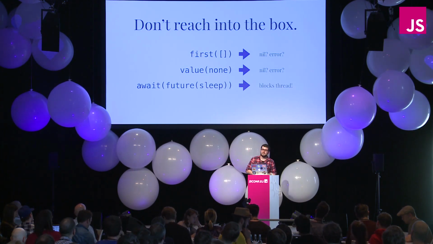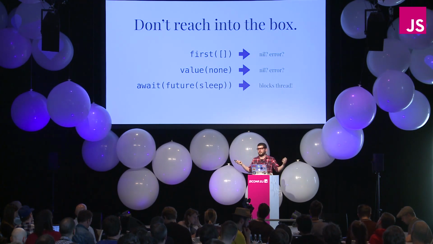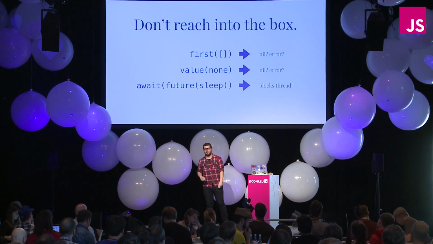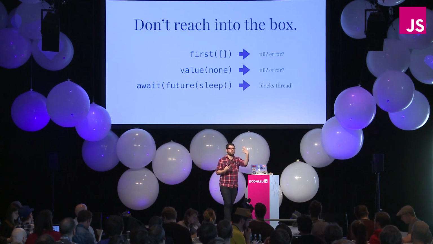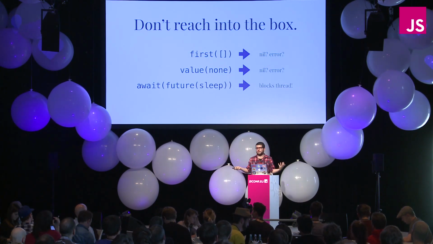The same with optionals. If you have a none, a thing that has nothing in it, if you try to extract the value, what do you get? And if you try to await a future, that basically means blocking the thread until the future realizes its value, which is not ideal. You should never block the thread. I shouldn't even have to say this here. So let the box decide. That's the whole point of boxes.